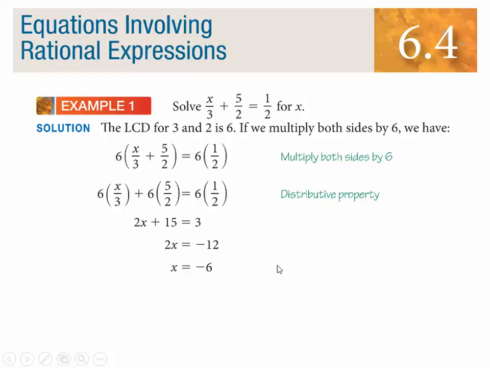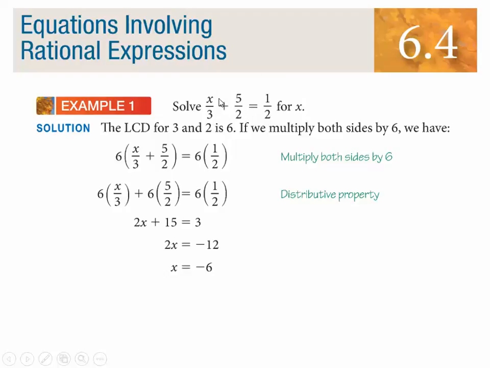Example number 1 actually still comes from chapter 2. This is not a chapter 6 problem yet. We'll see the difference in a little while, but it does give us a good introduction to it. So if I see fractions, what I do is I multiply by the common denominator, and I get rid of those fractions. So I see a 3, a 2, and a 2. I'm going to multiply both sides by 6 and see what happens.